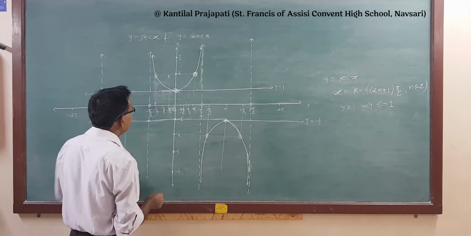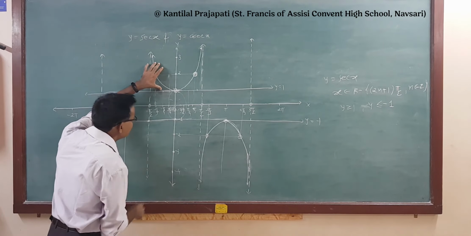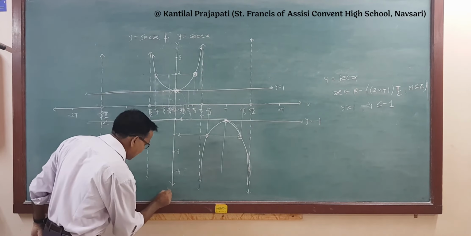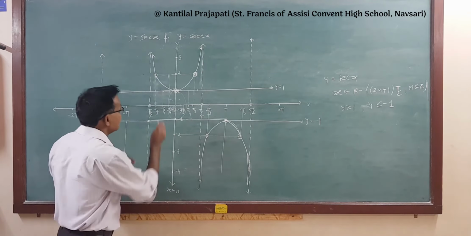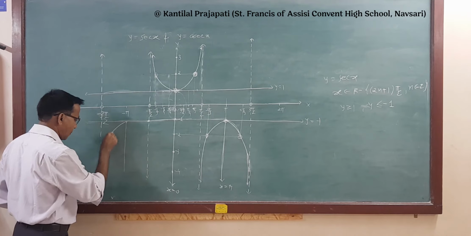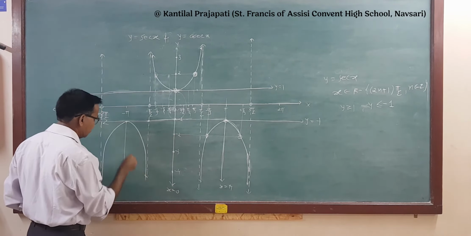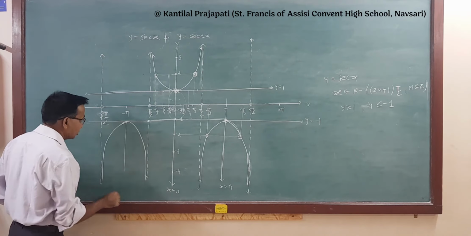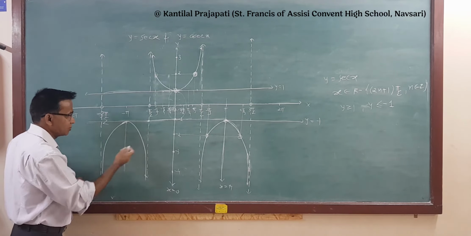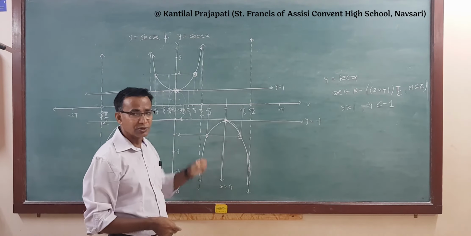To see the shape of the graph, this line is the y axis, that is x is equal to 0. This graph is symmetric about the line x is equal to 0. Similarly, this vertical line is x is equal to pi, so this is symmetric about the line x is equal to pi. Similarly, you get the same shape here, like this, and so on. This is also symmetric about the line x is equal to minus pi. So in this way we draw the graph of y is equal to sec x.